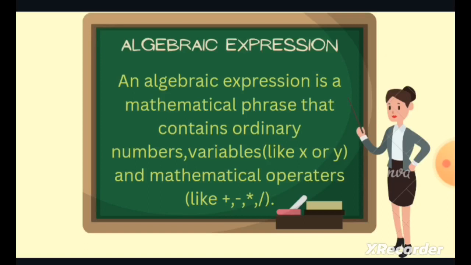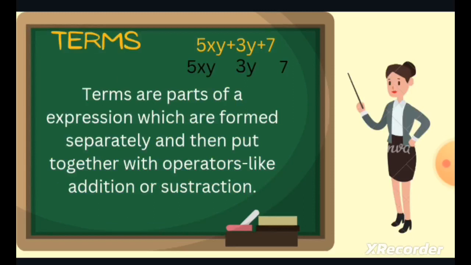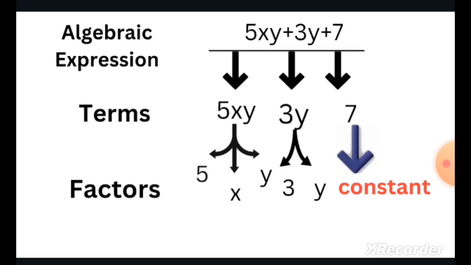Now to understand it, firstly we will read the definition. The definition says that an algebraic expression is a mathematical phrase that contains ordinary numbers, variables like x or y, and mathematical operators like plus, minus, into, divide. With the help of these mathematical operators and by using the variables, an algebraic expression is formed. Now what are terms? Terms are the parts of an expression which are formed separately and then put together with operators like addition or subtraction. Now again going to the same question.